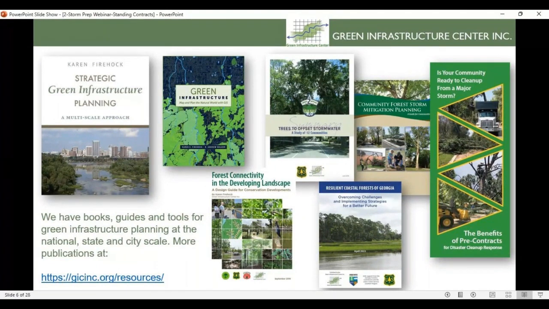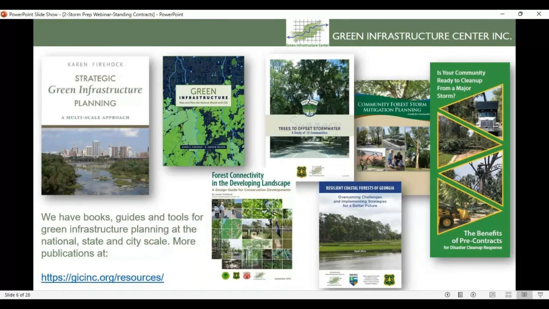We've also covered a lot of different topics in using nature as infrastructure. So we looked at how trees can be used to offset stormwater runoff. We've published a number of publications on community forest mitigation planning, looking at how to prepare and recover from storms. We've got some simple brochures. And then we also have done a lot of work with helping create forest conservation even when landscapes are developing. So we have a guide for developers there.